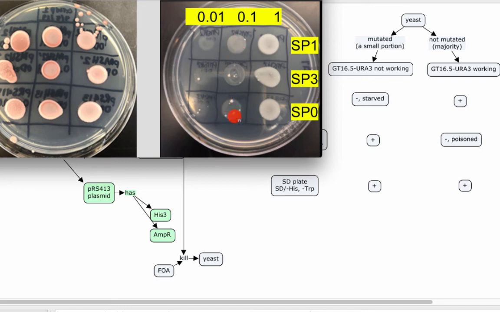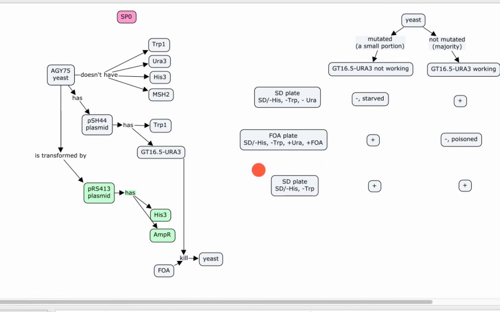And for SP0, since the overall mutation rate is high, we're going to see more of the mutated yeast growing on the FOA plate.